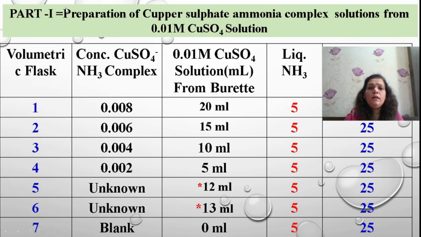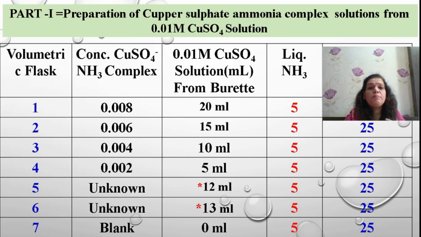Now I have to add copper sulfate solution of definite amount, liquor ammonia of constant amount, and then further dilution with distilled water to make up the volume up to 25 ml. So these are the different concentration solutions: 0.008, 0.006, 0.004, 0.002, and these are unknown concentration solutions, which in your actual experiment are provided to you to find out their concentration. Here I have taken two different examples for unknown solution. You can choose any one for your graphical calculation further.